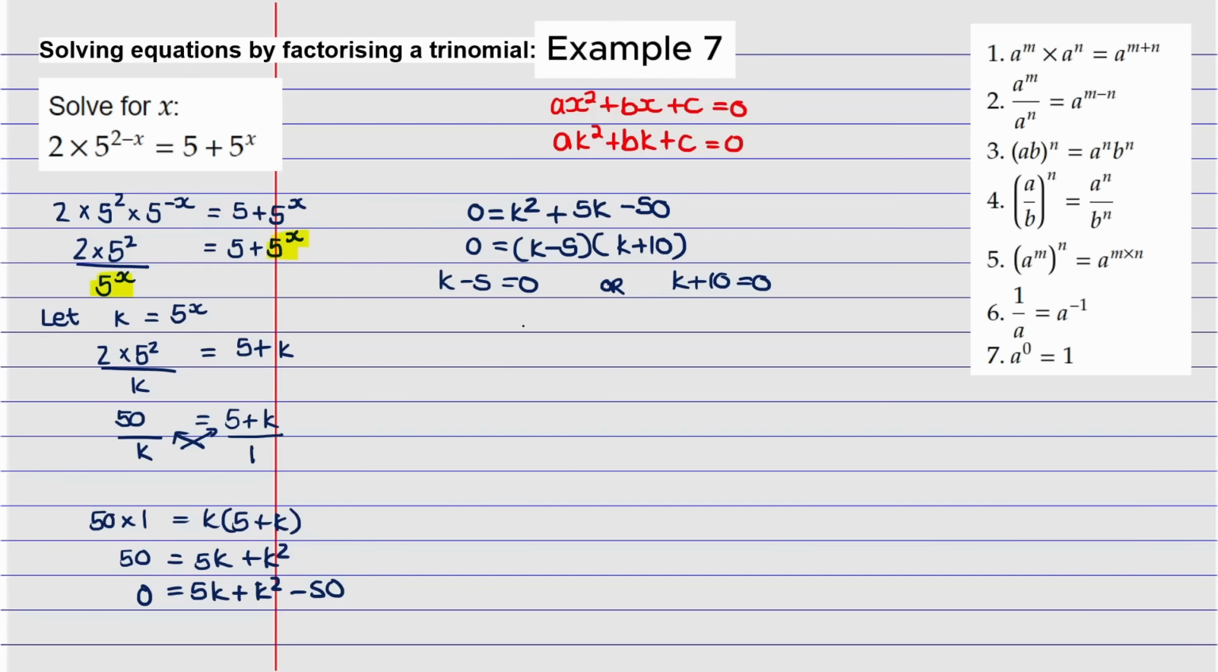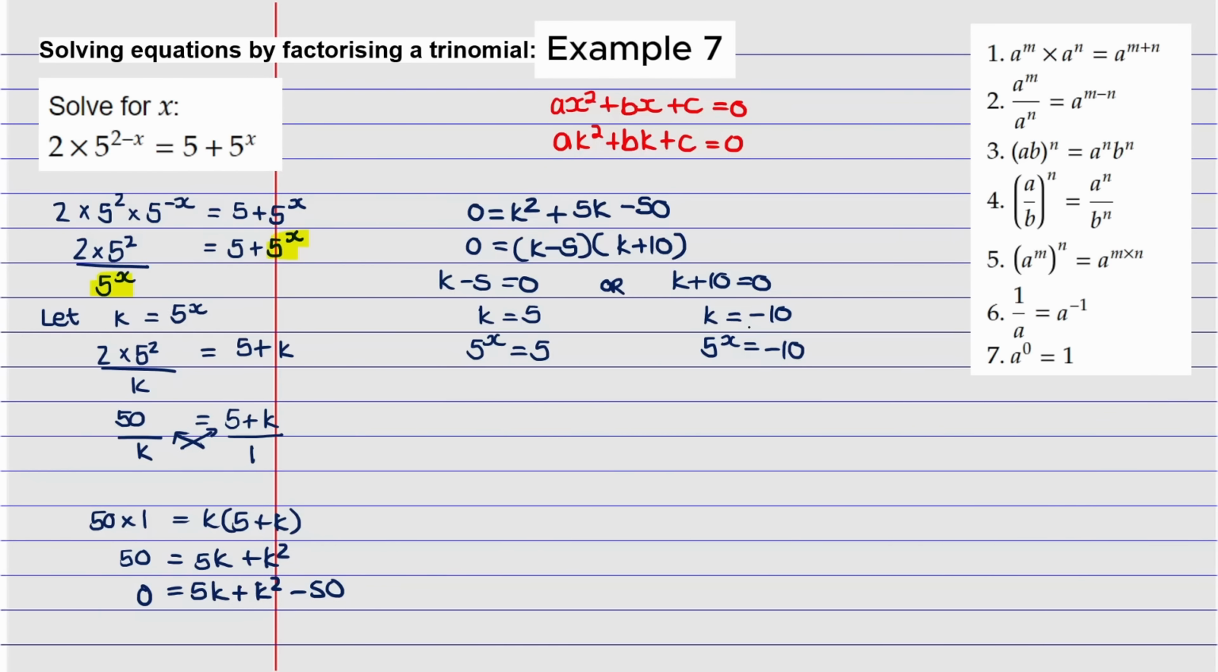When we do that, we take the 5 to the other side. So k is equal to positive 5, and this side is k equal to negative 10. Now, since we have it like this, I can go back and substitute 5 to the power x, because that's k. So 5 to the power x is equal to 5, then this side is 5 to the power x is equal to negative 10.